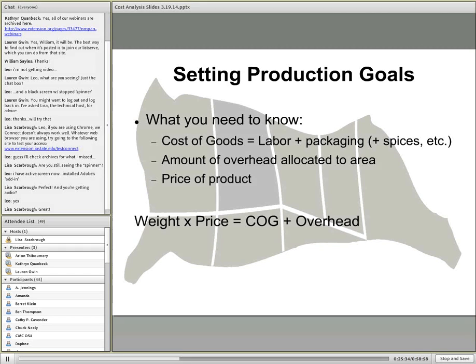So again, coming back to setting production goals, what you need to know: your cost of goods, which is labor plus packaging. I would argue that labor is always a cost of goods. Spices, etc. The amount of overhead to allocate to an area, and the price of your product. And you need to solve for this equation. Weight times price should be greater than or equal to cost of goods plus overhead. And you solve for the weight.